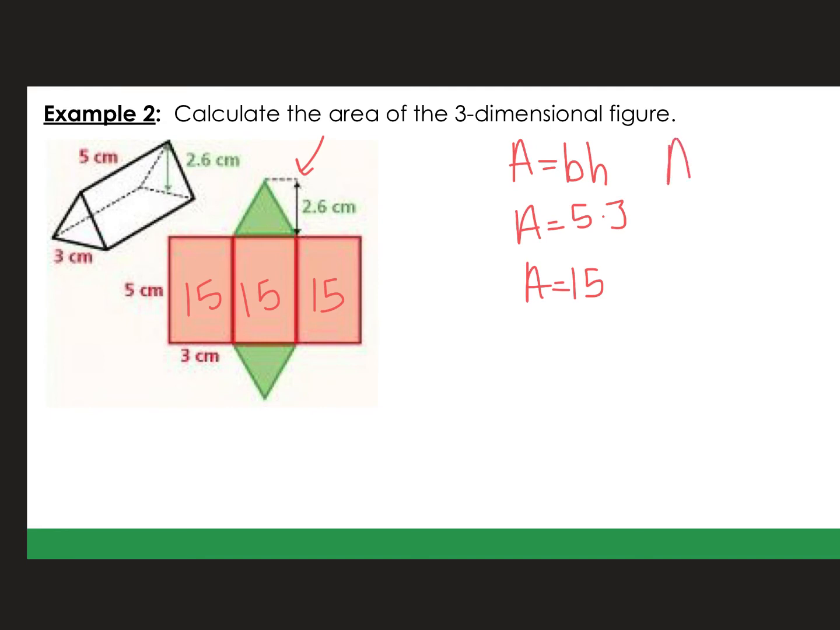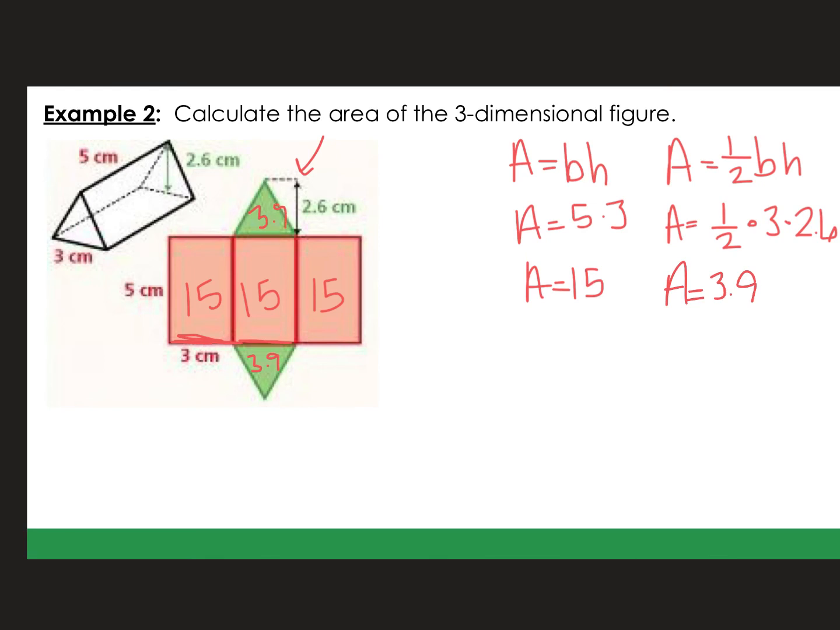Now, for the area of a triangle, we know it's 1/2 base times height. So we go fill it in. A equals 1/2. What's my base here? My base is going to be this red edge. And so it's the same as that one. So it's 3 times 2.6. Area would equal 3.9 of each one of these.